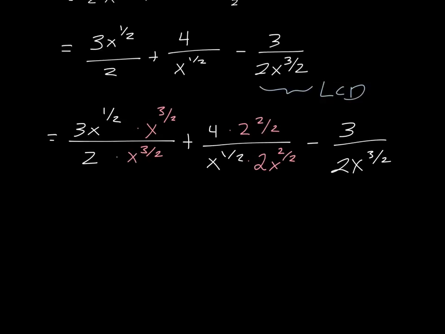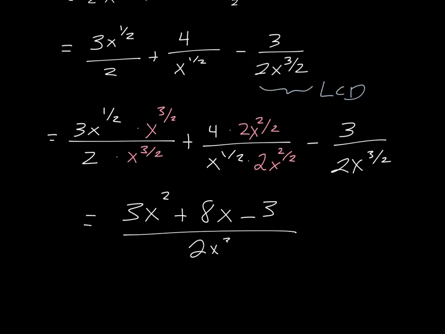And I'm done. So I bring everything together. I get 3x squared plus, oh, I could see already, you're yelling, Cindy, you missed an x. I got it, it's there. Plus 8x minus 3 all over that same denominator.